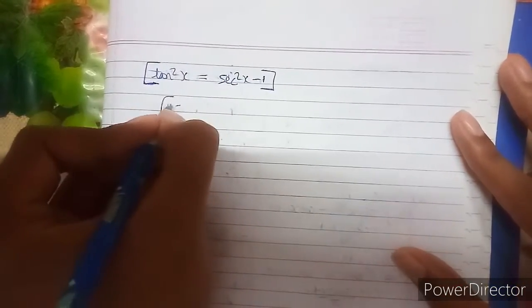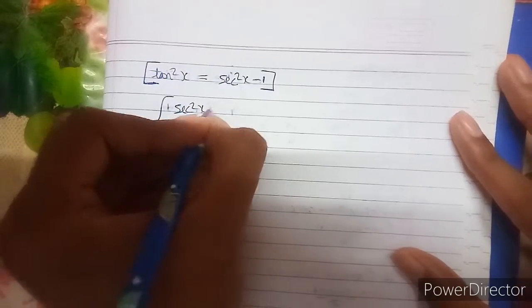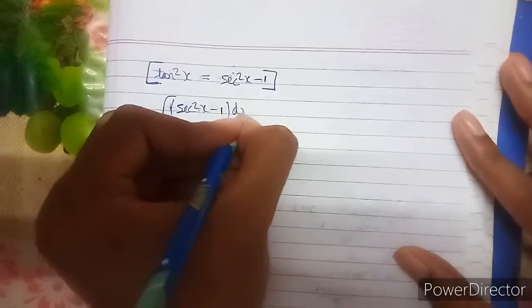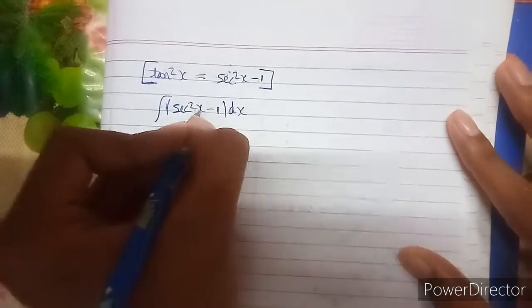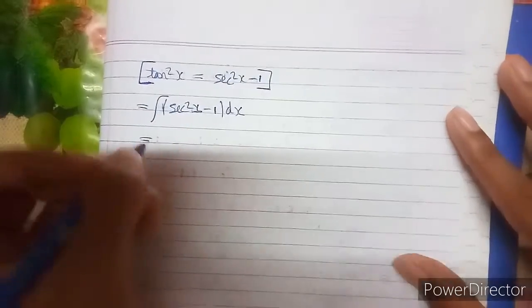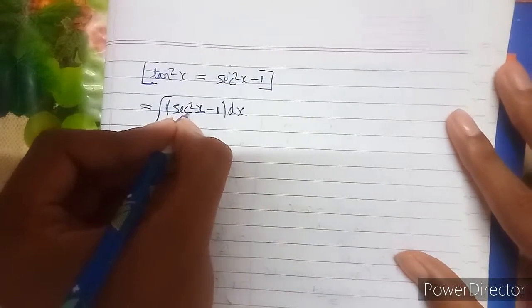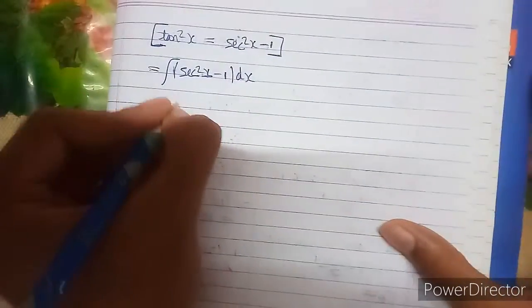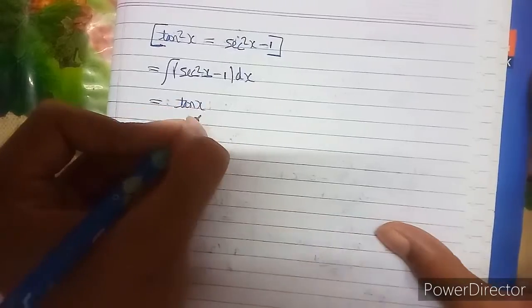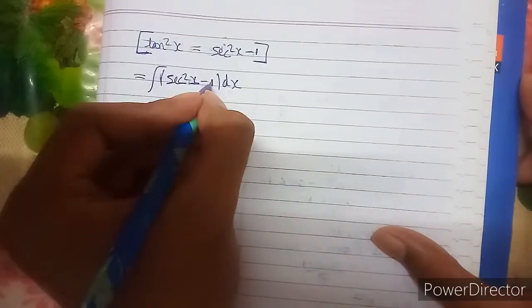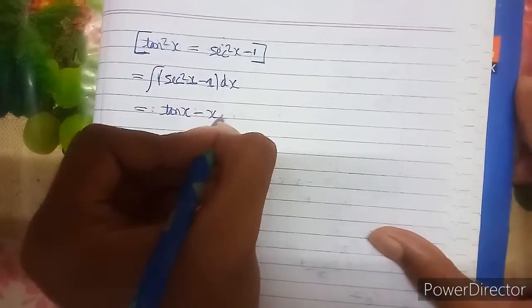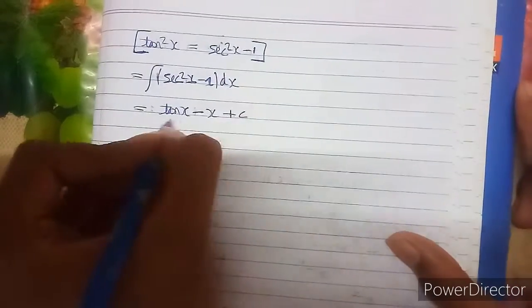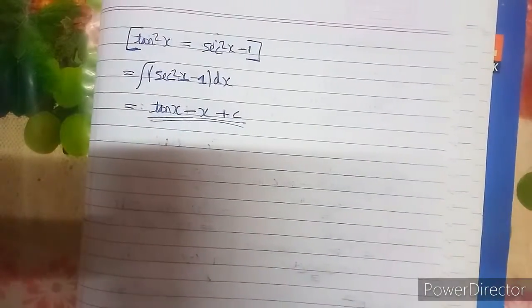We will get integration of sec square x minus 1 dx. Now it is very easy to integrate. Integration of sec square x we have already seen, it is tan x. So we will write here tan x minus the integration of the constant term 1, which is x, plus c. Question solved.